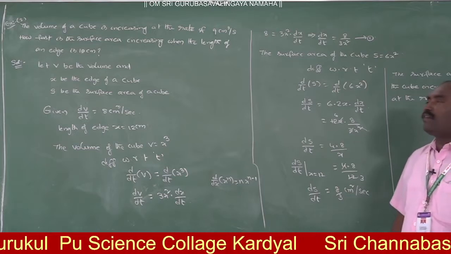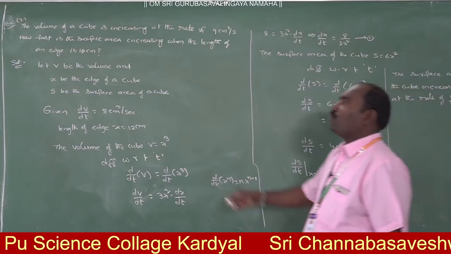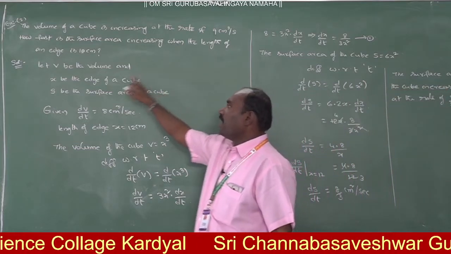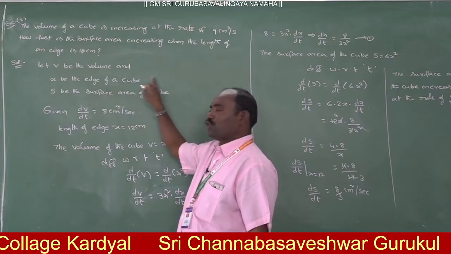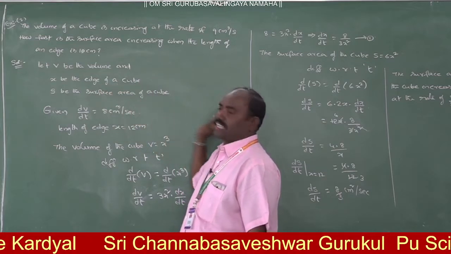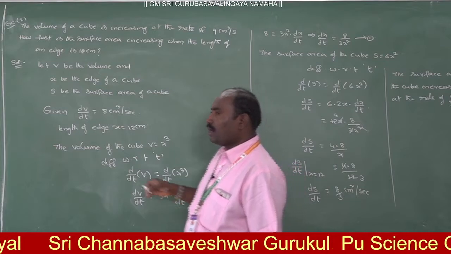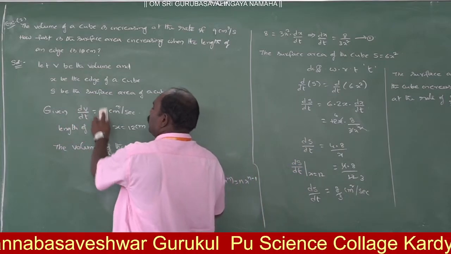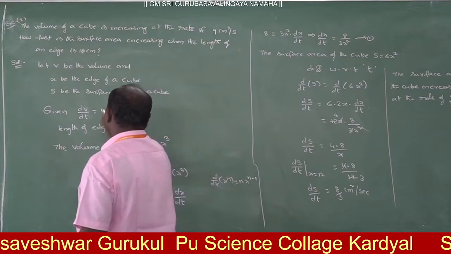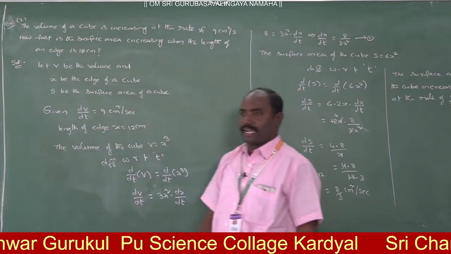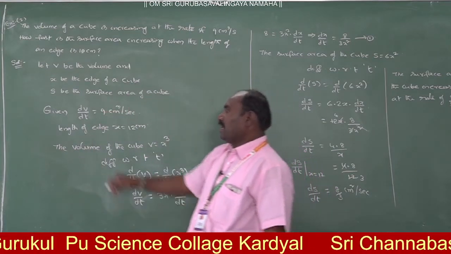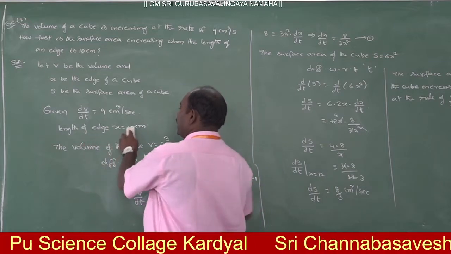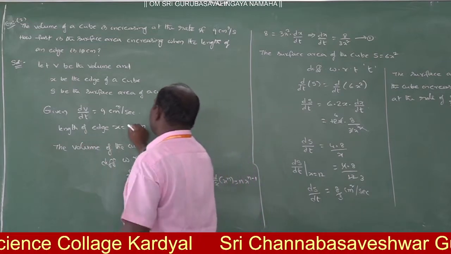The volume of the cube: let V be the volume, x be the edge of a cube and S be the surface area of a cube. Here what is the given condition? dV by dt equals 9 centimeter cube per second. Given length of the edge equals 10 centimeters.